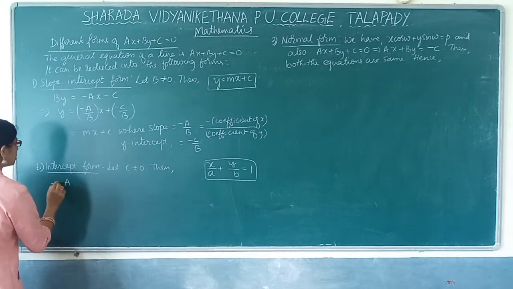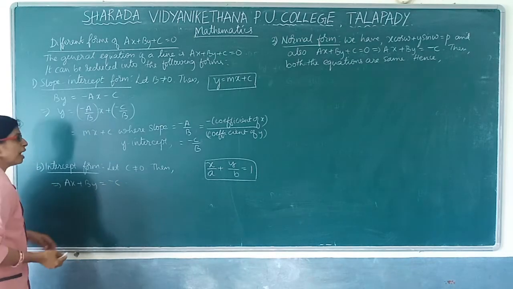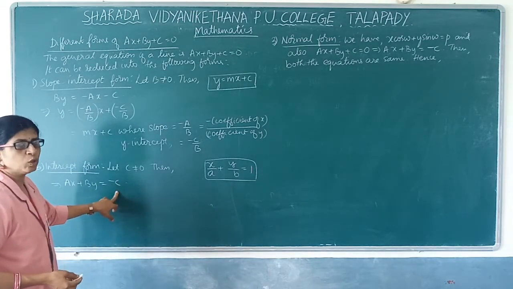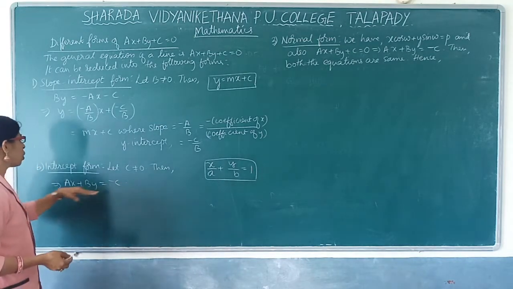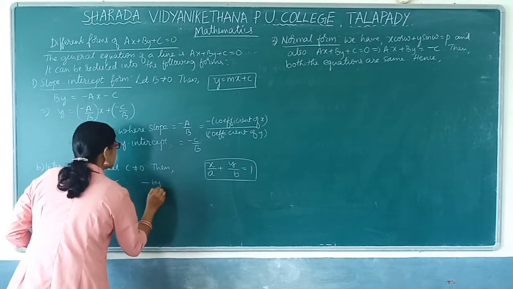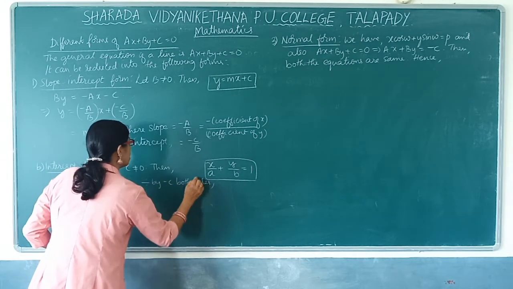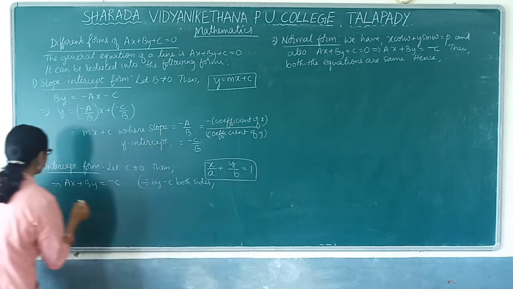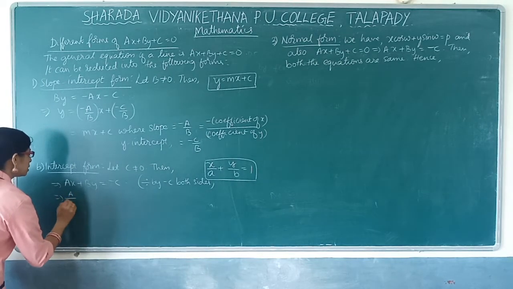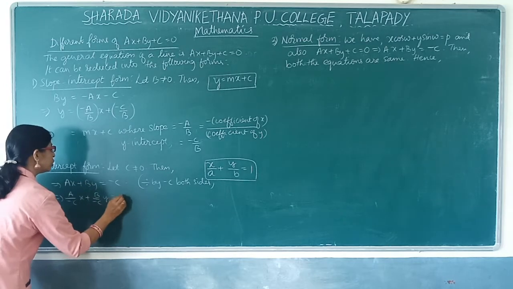We will take it as ax plus by is equal to minus c. And the RHS should be made 1. How to make it 1? Divide throughout both sides by minus c. So dividing by minus c on both sides, what do we get? a by minus c x plus b by minus c y is equal to 1.